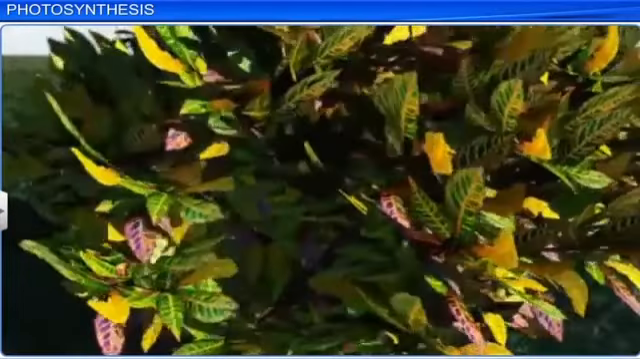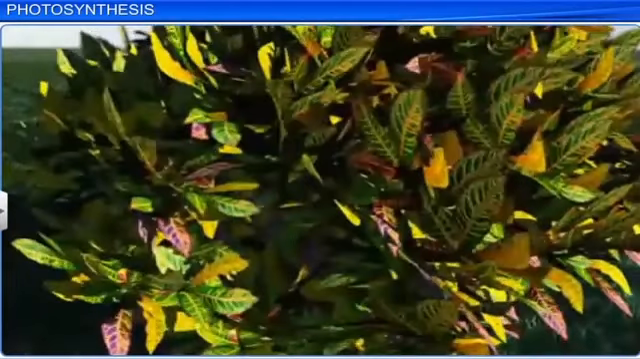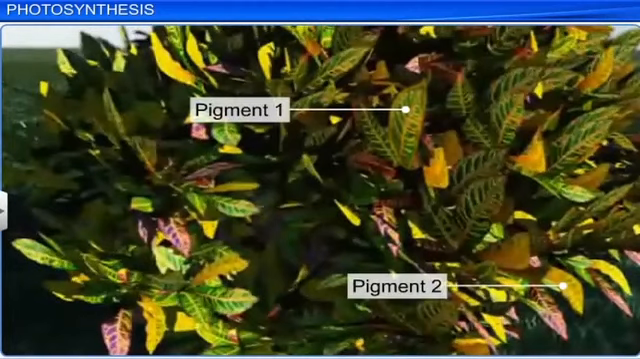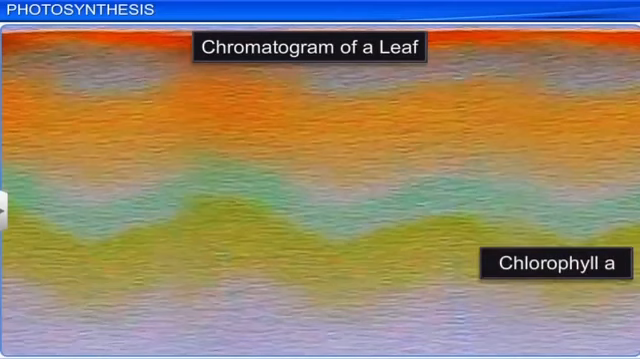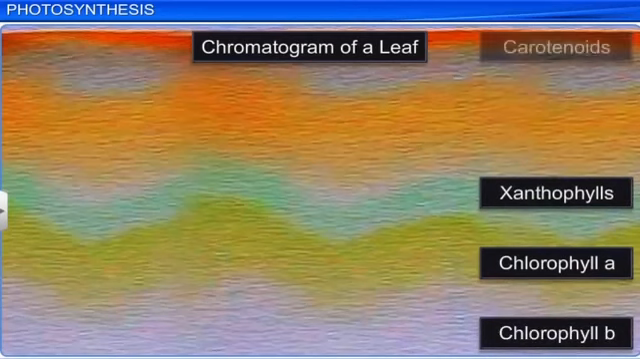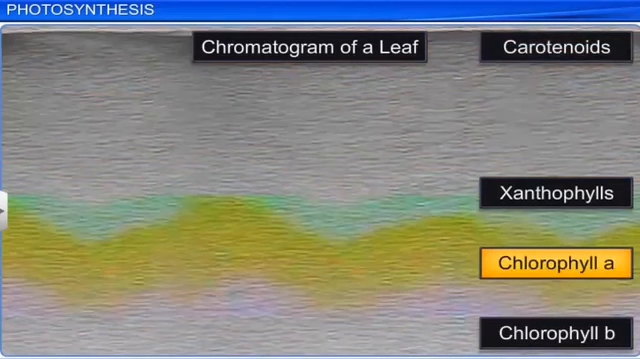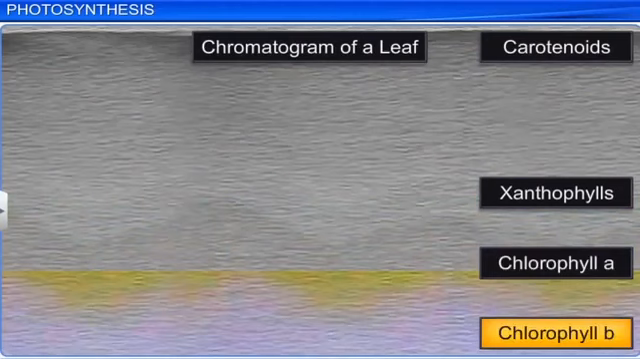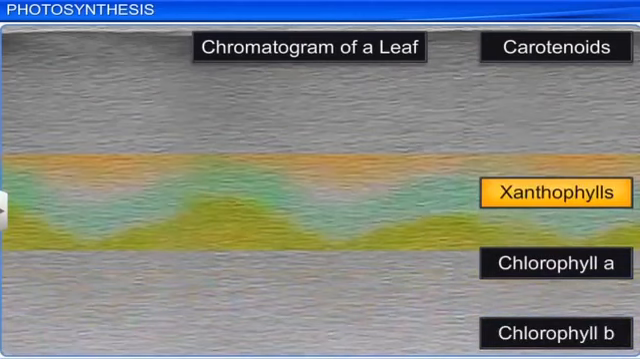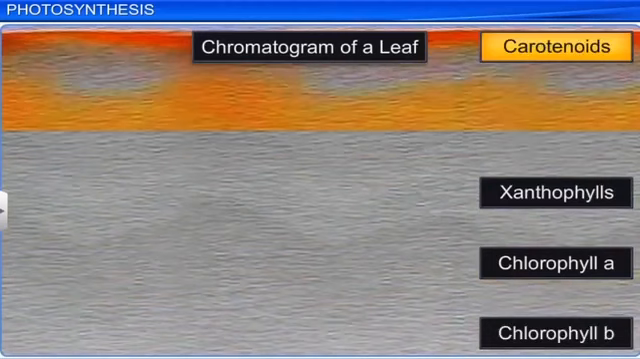Leaves come in many shades of green. This indicates that there are many pigments in a leaf. A chromatographic analysis of green leaves shows that these different colors are due to 4 pigments: chlorophyll A, chlorophyll B, xanthophylls, and carotenoids. Chlorophyll A appears as bright green or blue-green in the chromatogram, whereas chlorophyll B appears as yellow-green, xanthophylls as yellow, and carotenoids as yellow to yellow-orange.